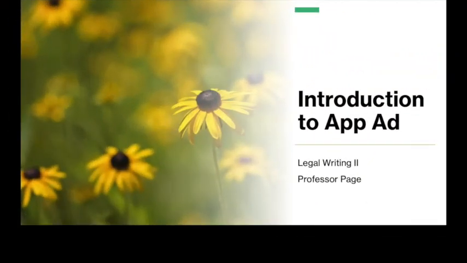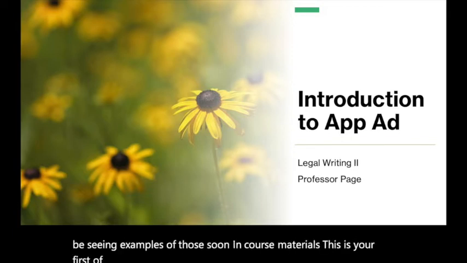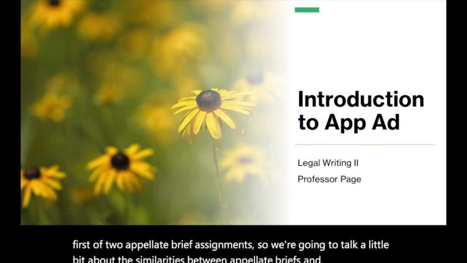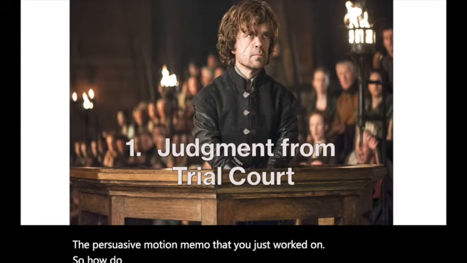Okay, so your appellate brief assignment is up in the Dropbox, and you'll be seeing examples of those soon in course materials. This is your first of 2 appellate brief assignments. So we're going to talk a little bit about the similarities between appellate briefs and the persuasive motion memo that you just worked on. So how do we have an appeal in the first place?